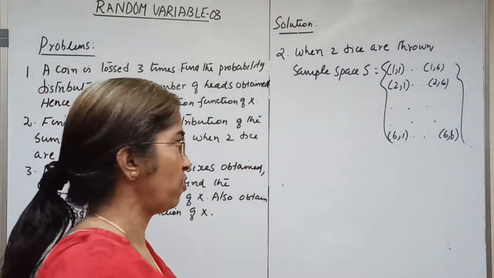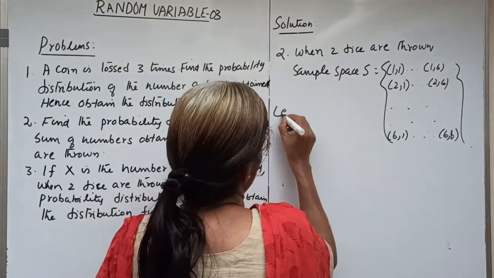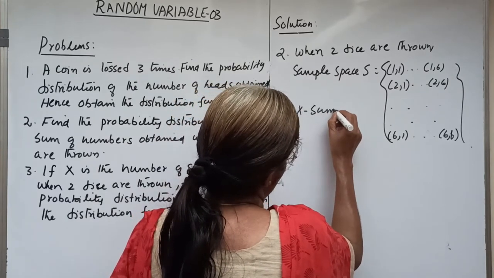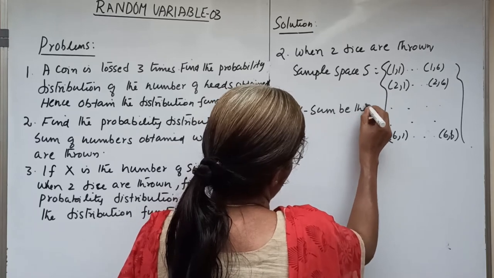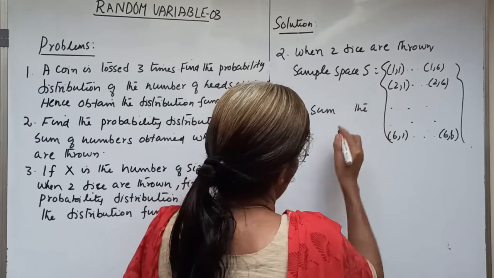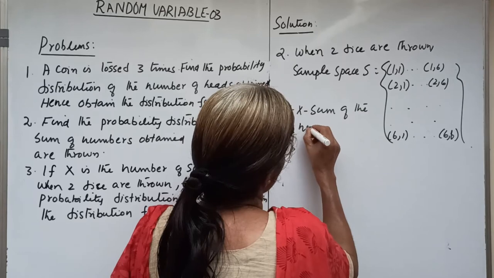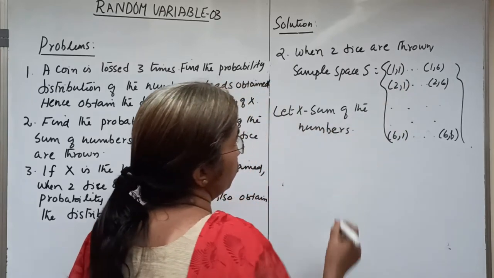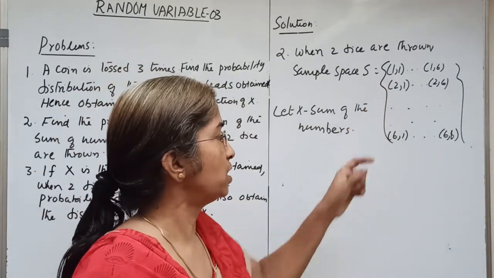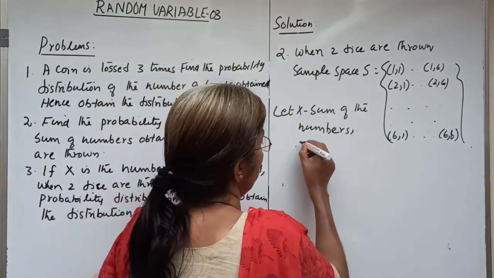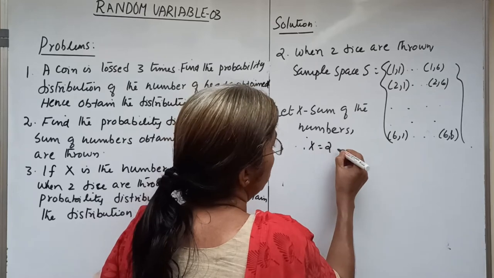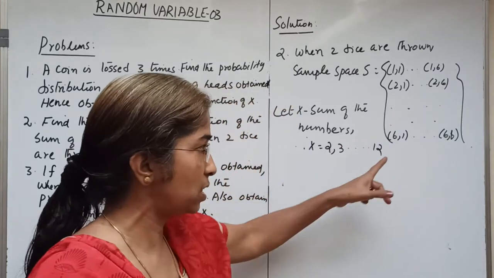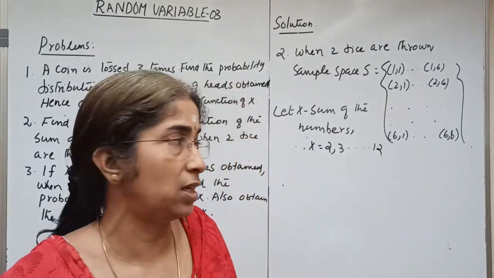And we define x: let x be the sum of numbers. For the outcome 1, 1, the sum equals 2. Therefore, x takes the values 2, 3, etc. up to 12, and 6, 6 is the last one.